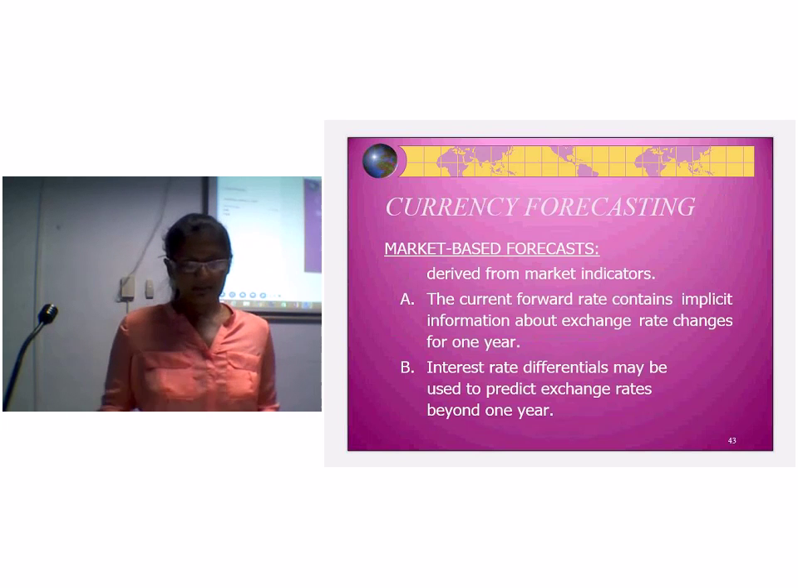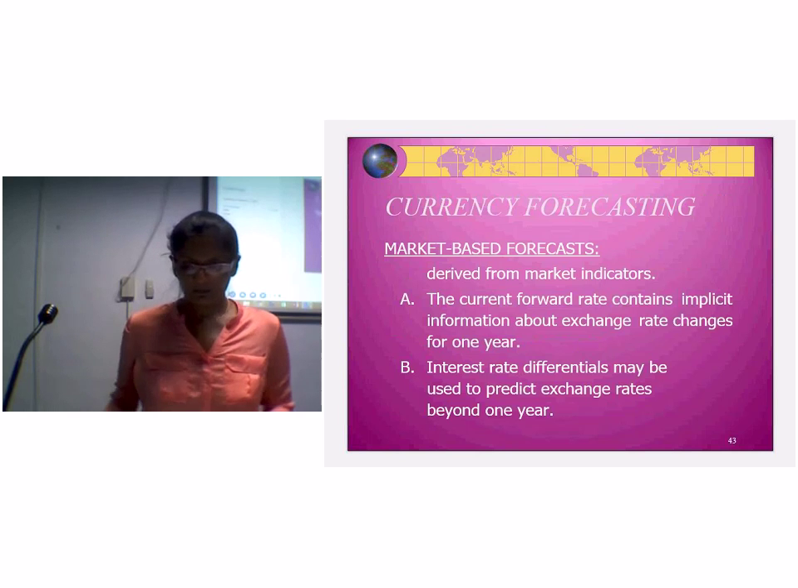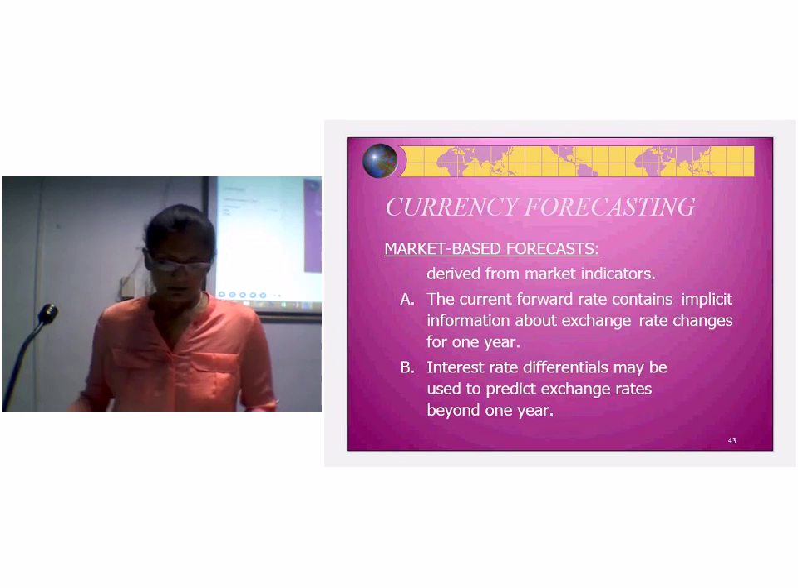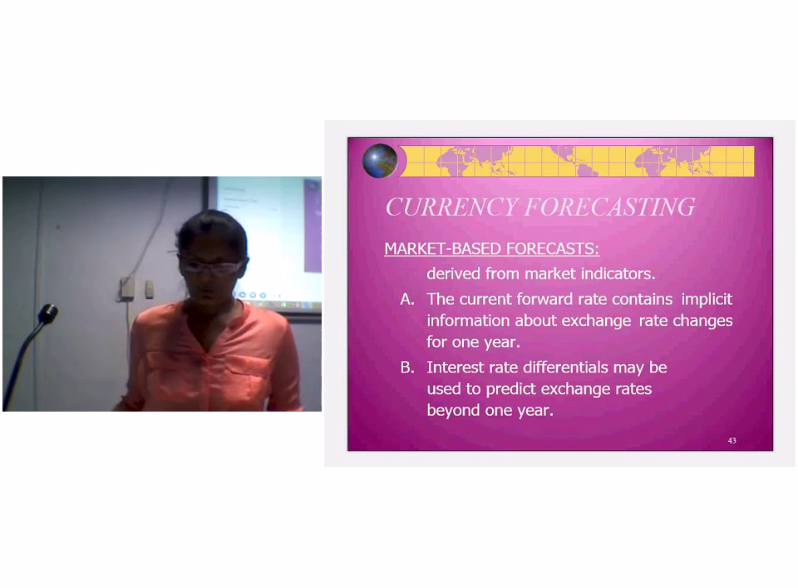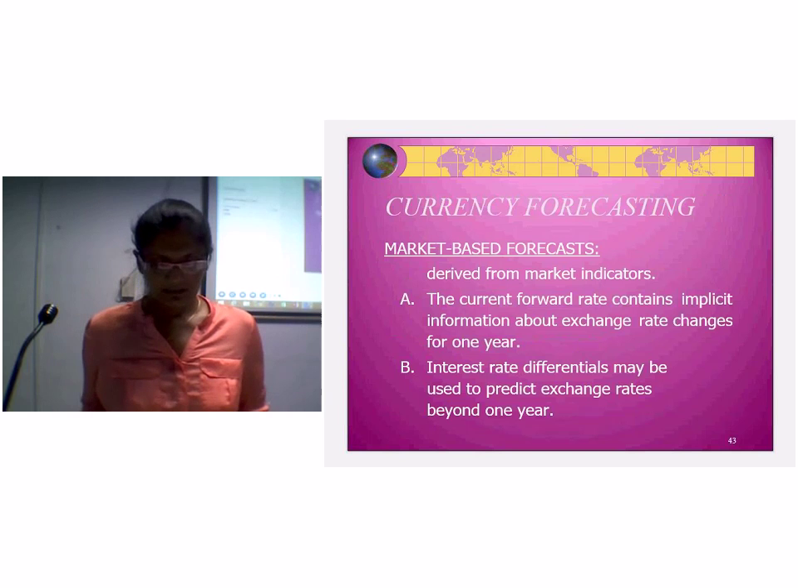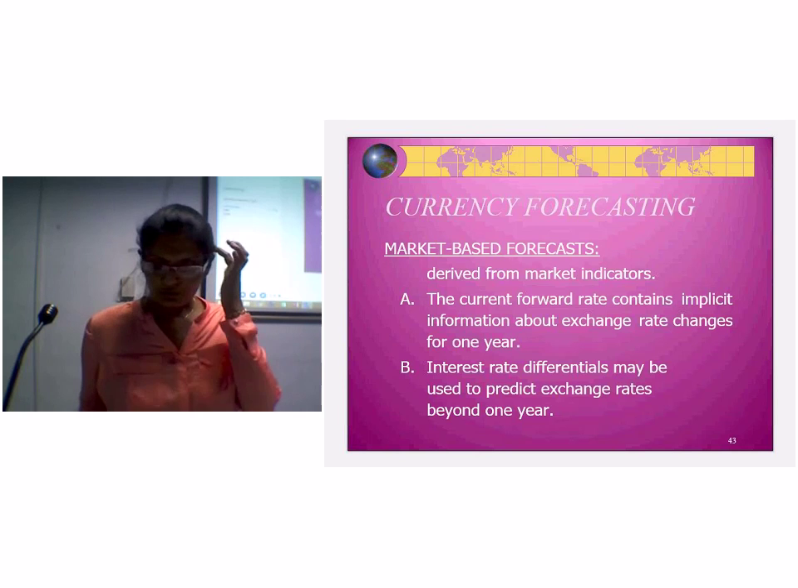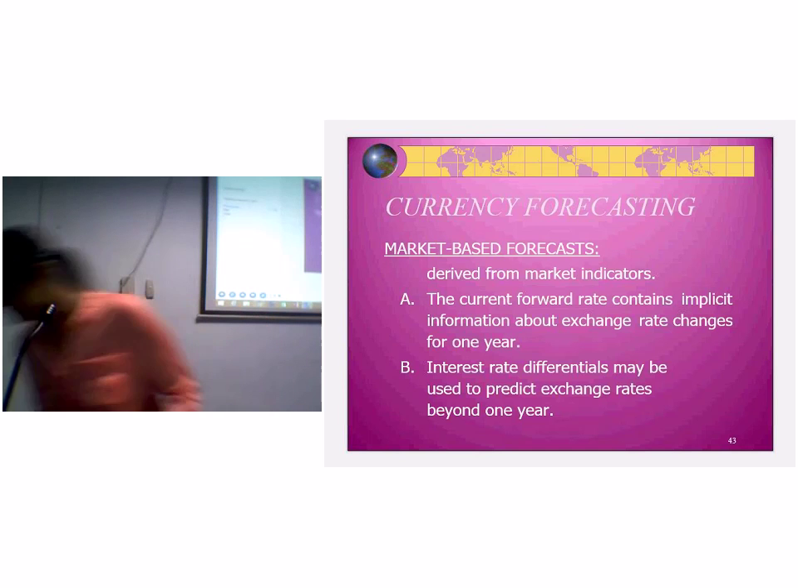market based forecasting methods are derived from market indicators, right? The current forward rate contains implicit information about exchange rate changes for 1 year. The interest rate differential may be used to predict exchange rate beyond 1 year.